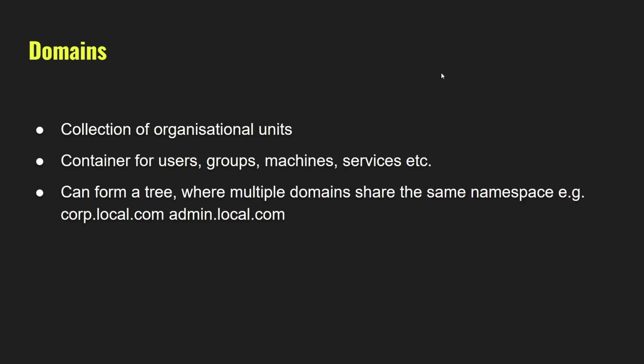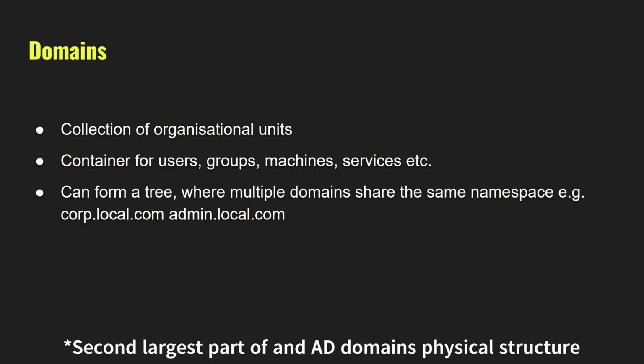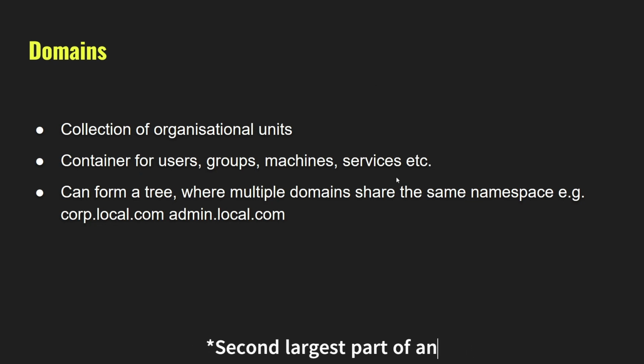Domains. So a domain is a collection of organizational units. Domains are second in the hierarchy, the second largest part. You can have multiple domains in a forest, as we've already covered. It's a container for users, groups, machines, services, etc. So in general, to simplify it, it's just a container for all your organizational units, and those organizational units can contain users, groups, machines, services, and pretty much everything else you're going to have in your Active Directory system.